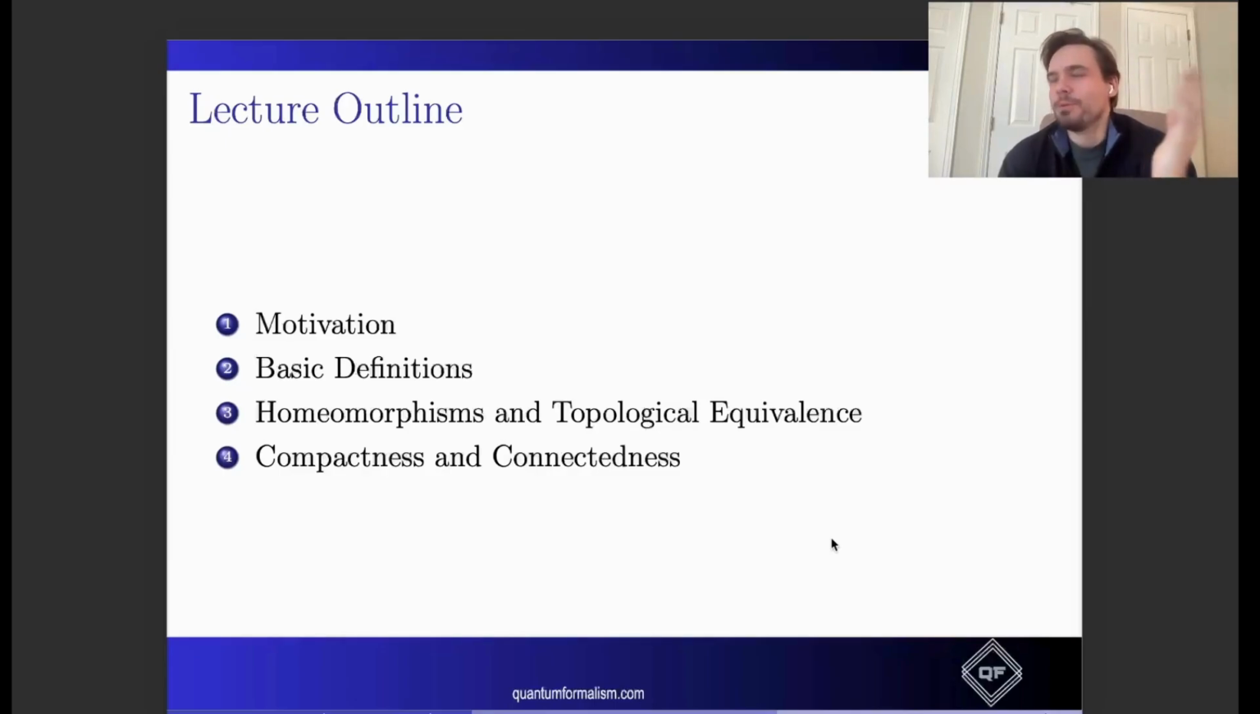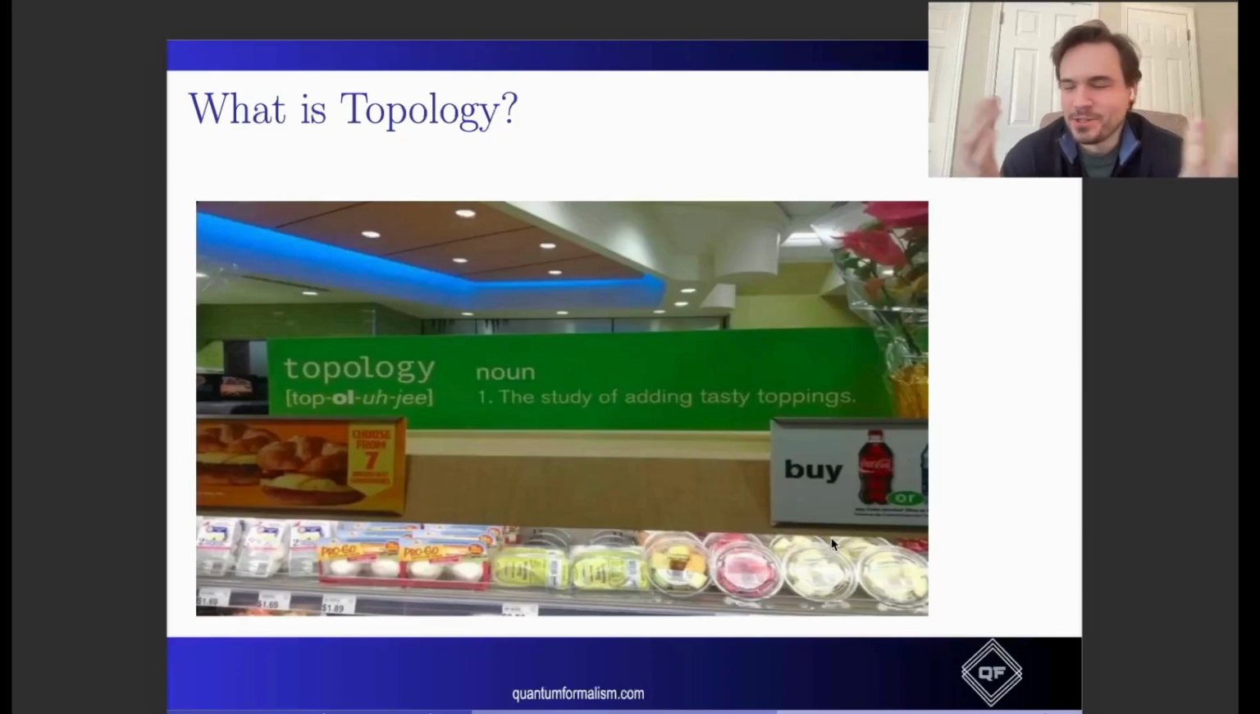So before we talk about what is topology, this is a silly joke that when you're talking about this subject with your friends or people who aren't in math, they've heard about geometry, they may have heard about algebra, probably haven't heard about topology. So I really liked this little display. Yeah, that's about the common knowledge of the subject, the study of adding tasty toppings. We won't really touch on this thing, but I'll have to include it.